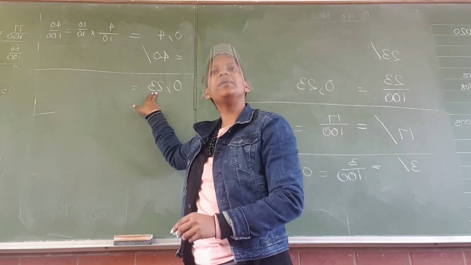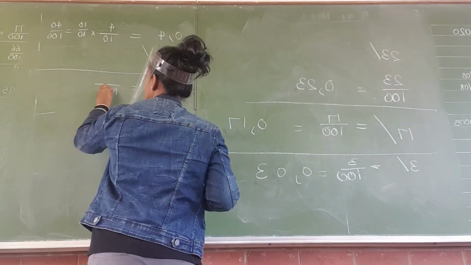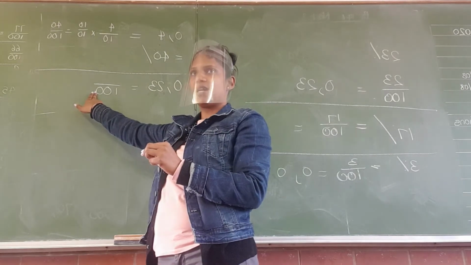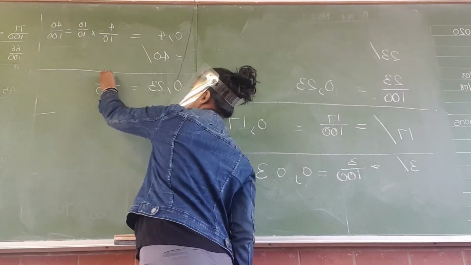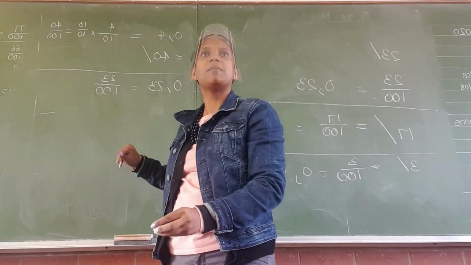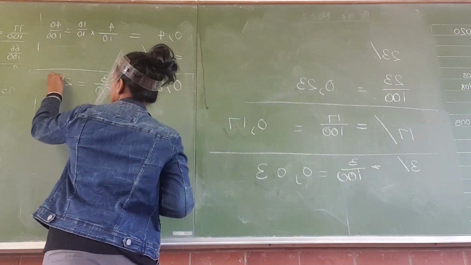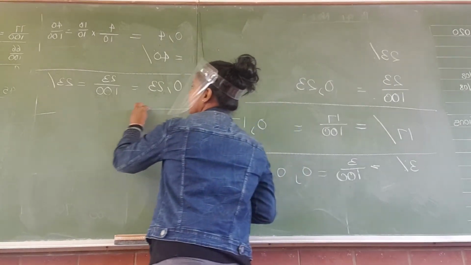0,23 is equal to? How many spaces after the comma do I have? So what's my denominator going to be? Because 100 has 2 zeros, isn't it? 2 spaces, 2 zeros. And then what's my numerator? Correct. And if I've got my denominator as 100 already, so what's my percentage? Musa, are you paying attention? Are we there?